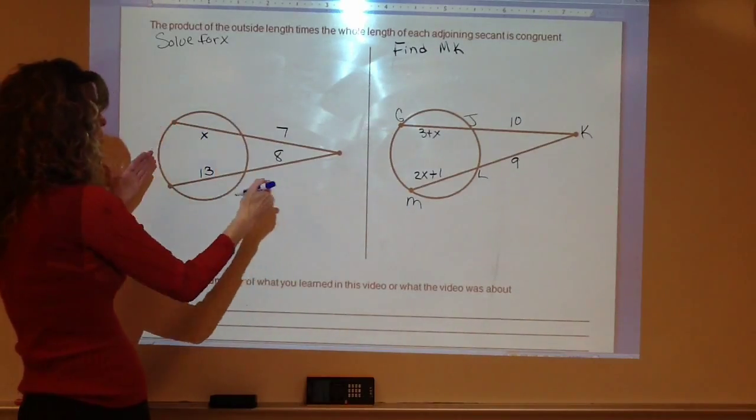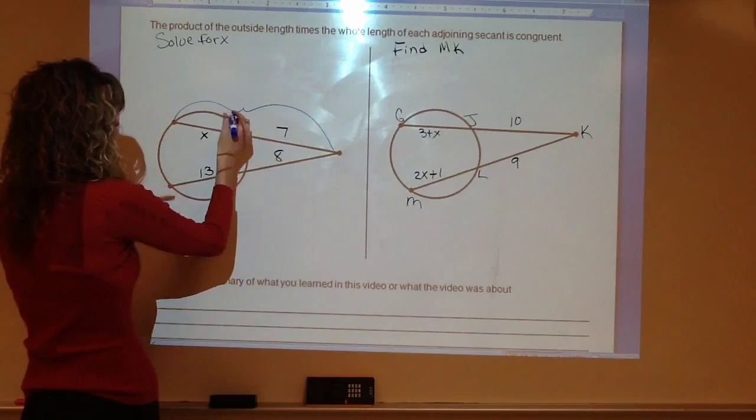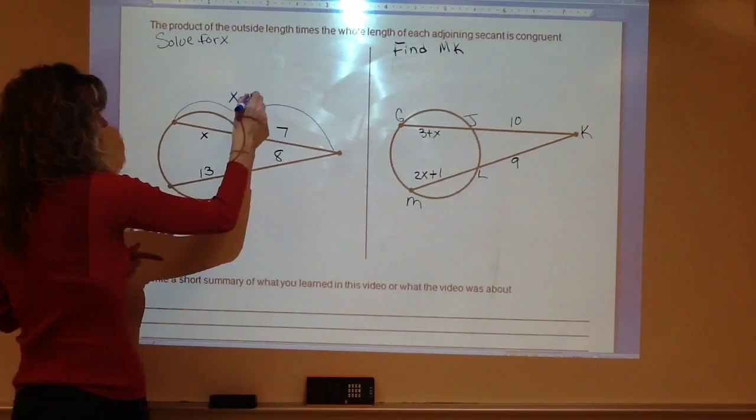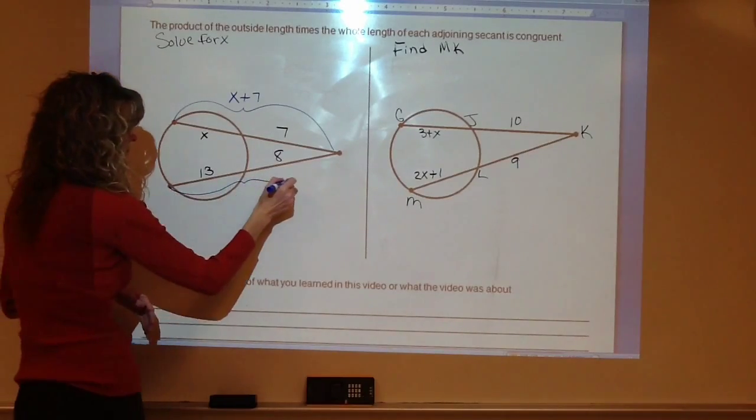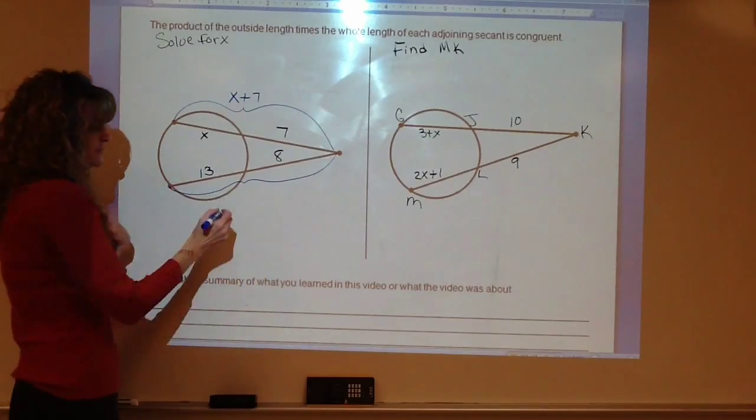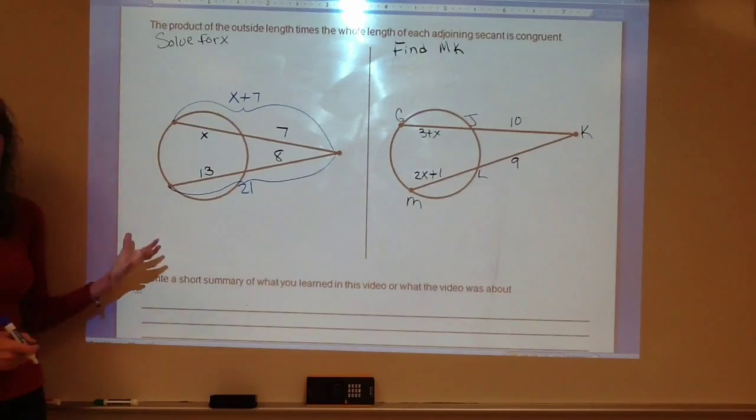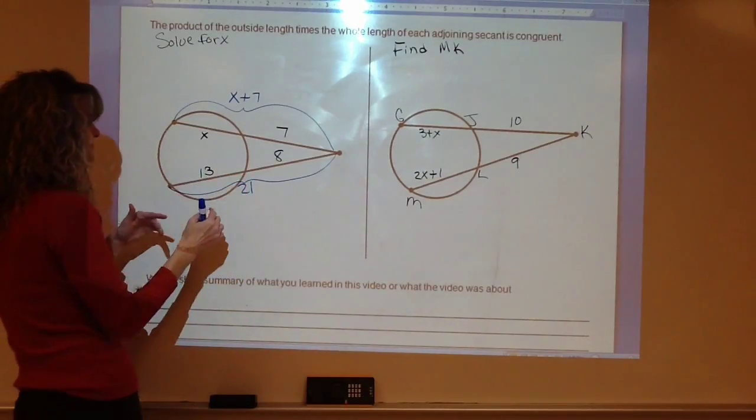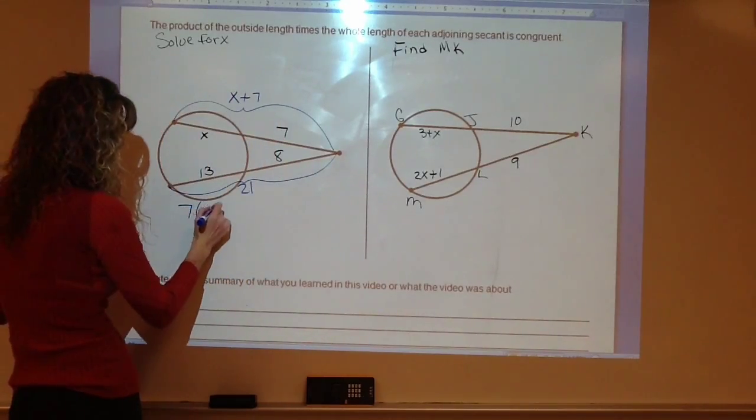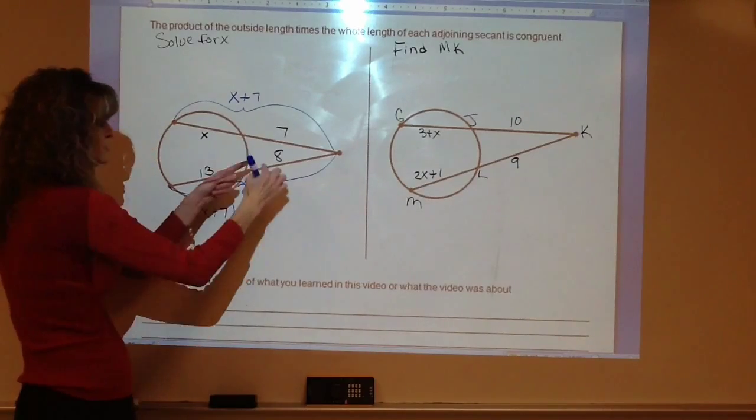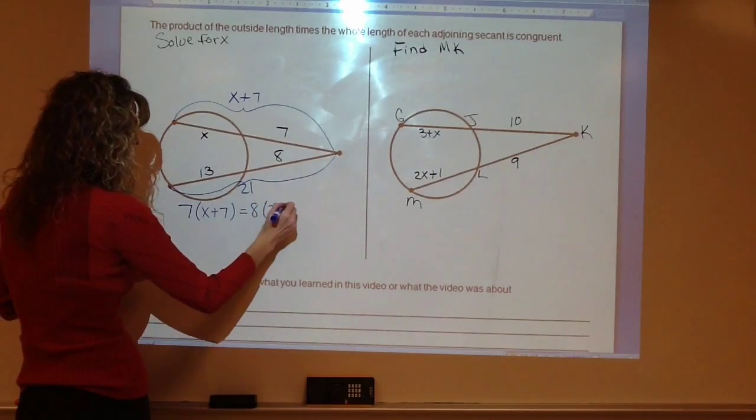But I don't know my whole right here. But I know it's whatever this is plus 7, so we'll call it x plus 7. It's whatever that number is plus 7. This whole, well, that's easy. 13 plus 8 is 21. So I'm going to solve for x. And I'm going to use my formula. So it's going to be 7, the outside, times the whole thing, x plus 7, is equal to the outside, 8, times the whole thing, 21.